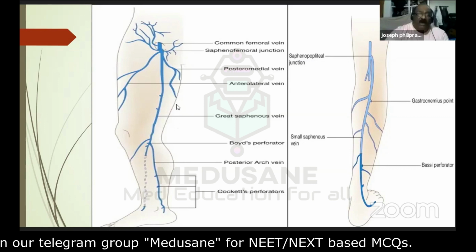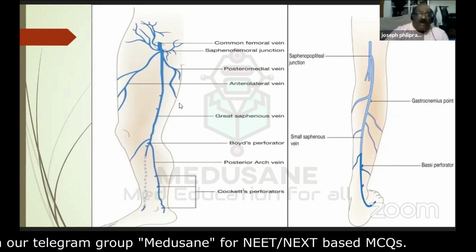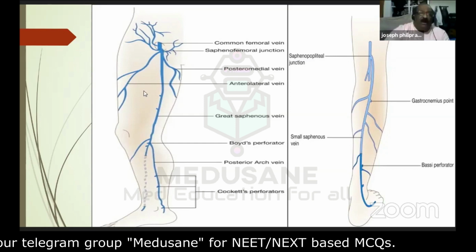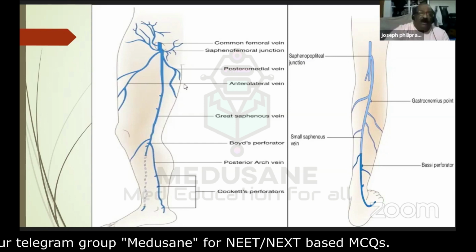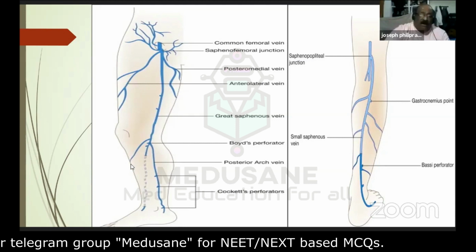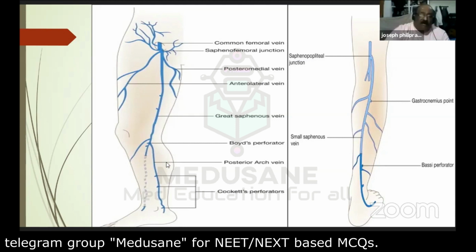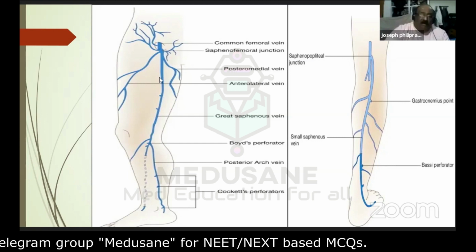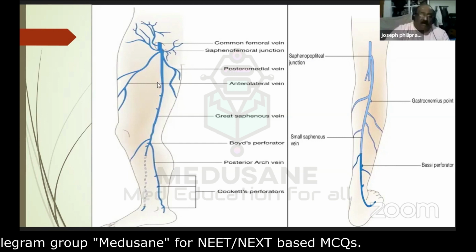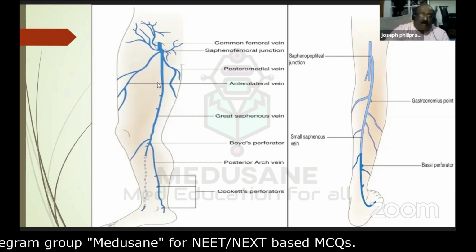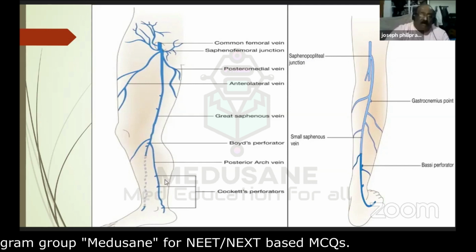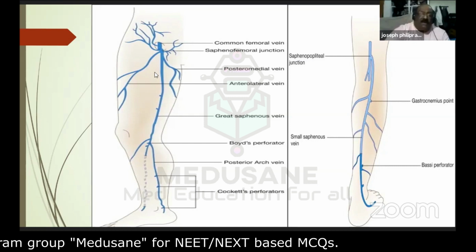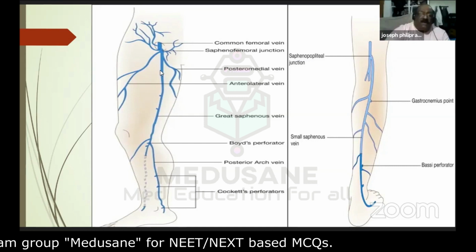Now, the multiple tourniquet test is nothing but occluding the saphenofemoral junction, one at the mid-thigh and one below the knee joint about 10 centimeters. So you are dividing the leg into one compartment, two compartment, and third. Now empty the vein and tie the tourniquet, at that time make the patient stand. Then look at which portion of the veins are distending.